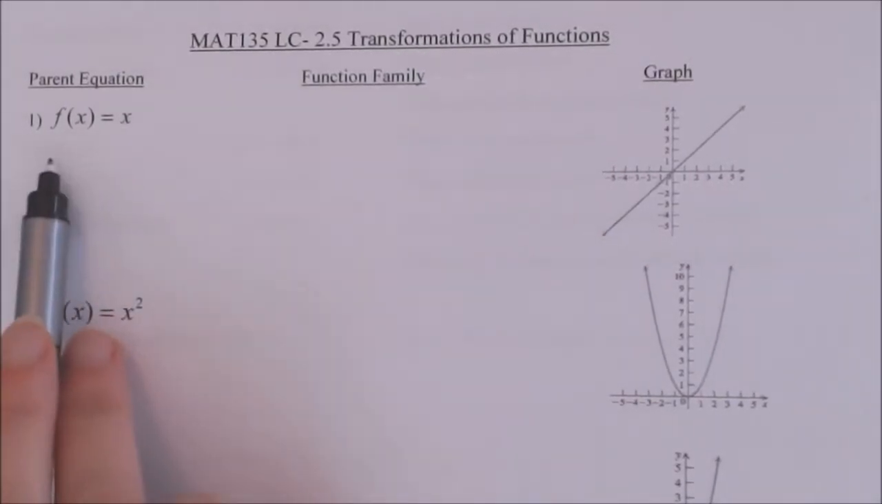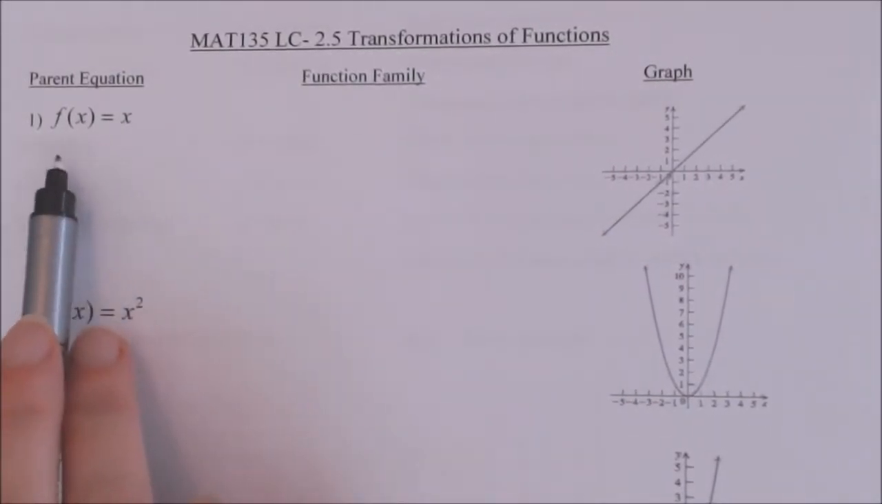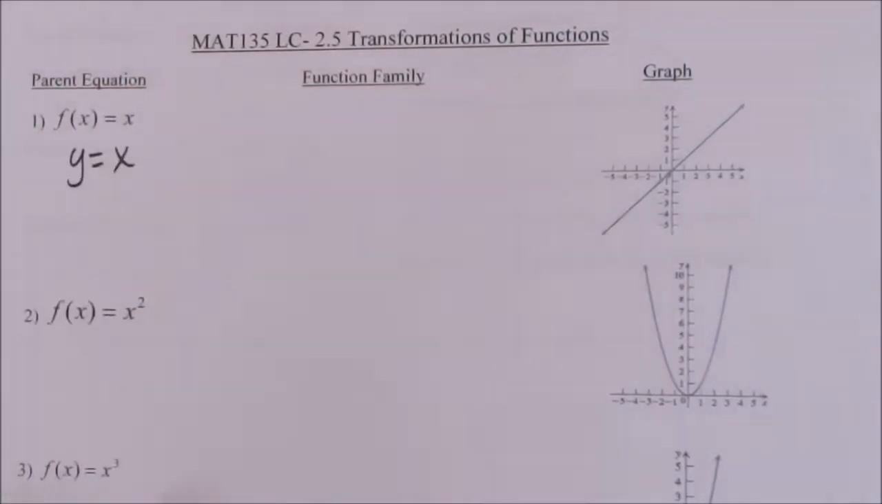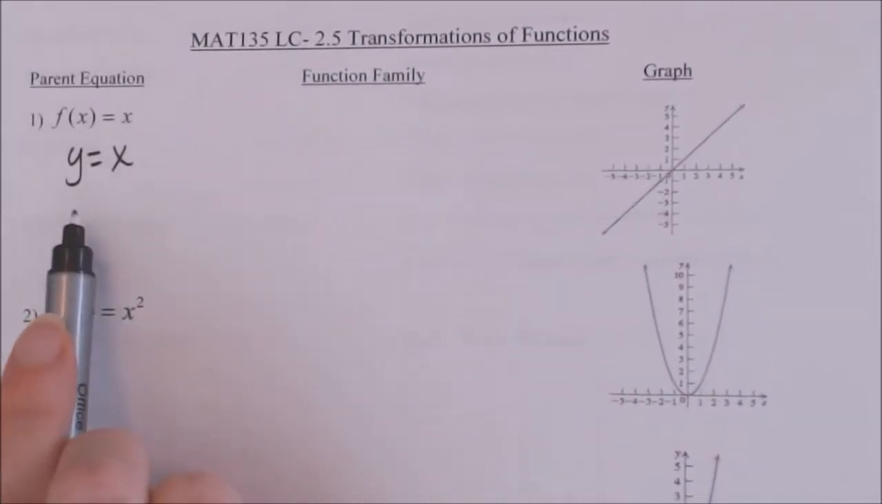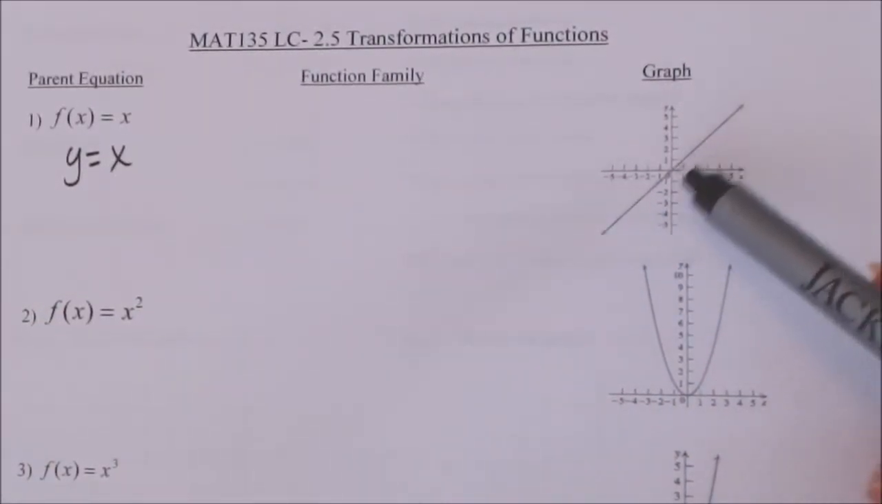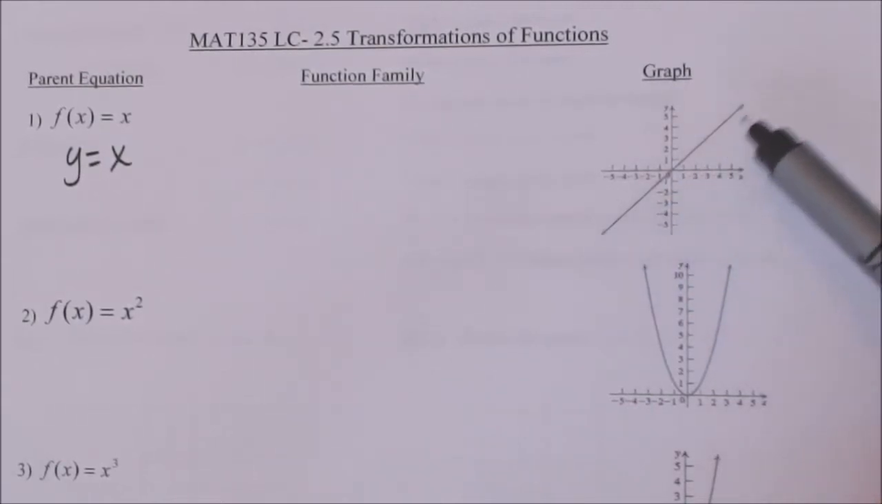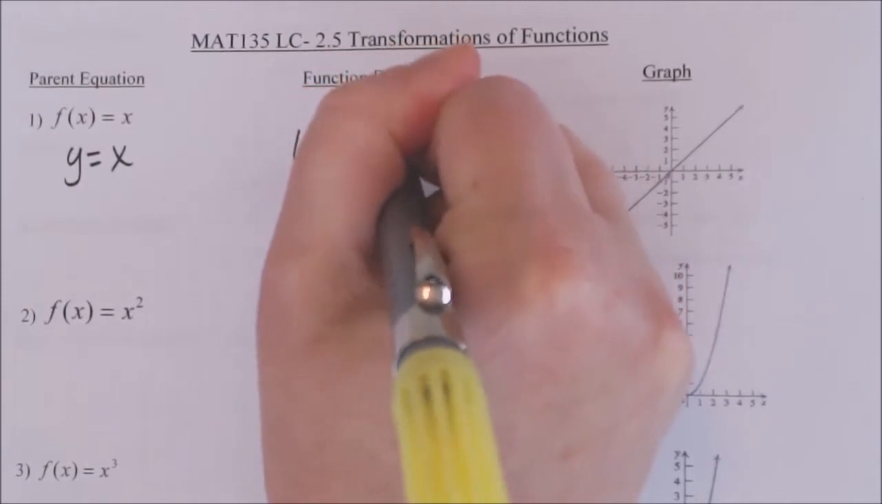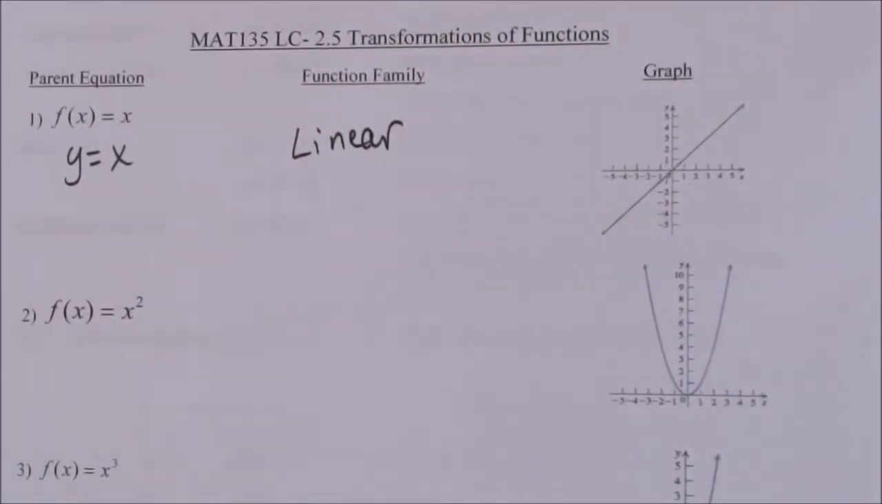So we start off with f of x equals x. Of course, remember f of x and y can be used interchangeably, so this is the same thing, it's just y equals x, which hopefully by now you recognize as the equation of a line, and that's a line that goes through the origin. So here's sort of the basic parent graph. It goes through the origin, has a slope of 1. So the function family for this would be linear, so that's just a basic linear function.